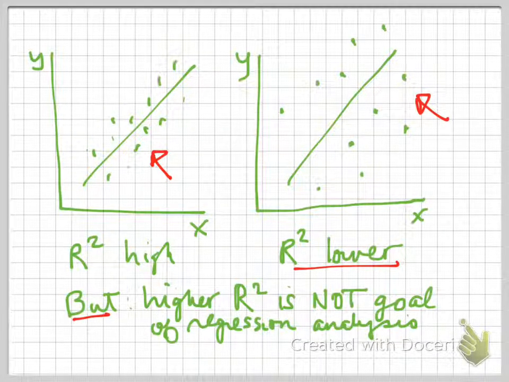But I want to make very clear, we don't run regressions to find the one that has the highest r-square. That is not the goal of regression analysis. And we're going to explain that when we talk about multiple regression analysis. We can always add more variables and increase the r-square. That's not the goal of regression analysis, to have a high r-square. We'll understand more about that later.